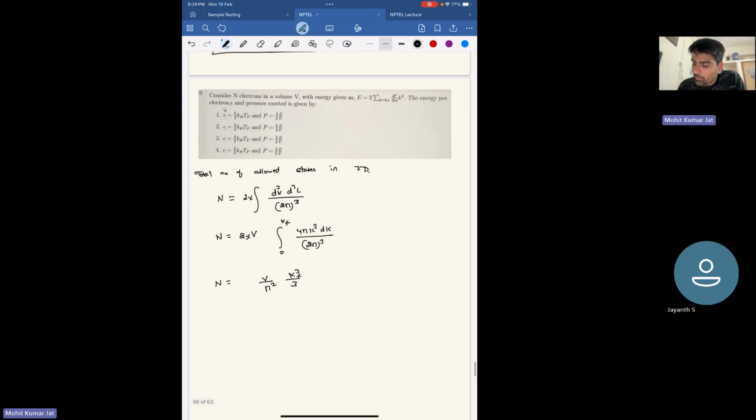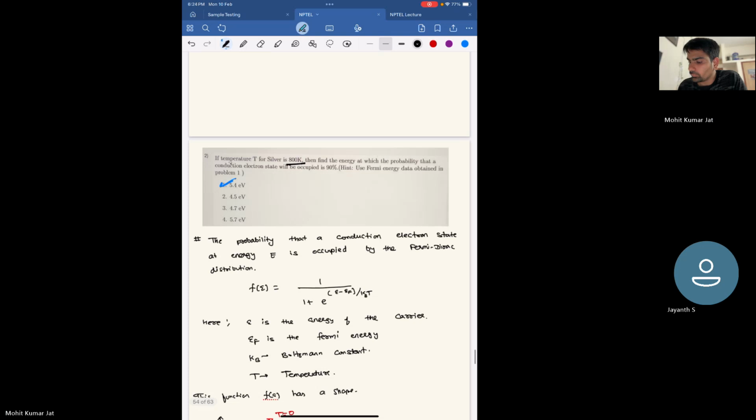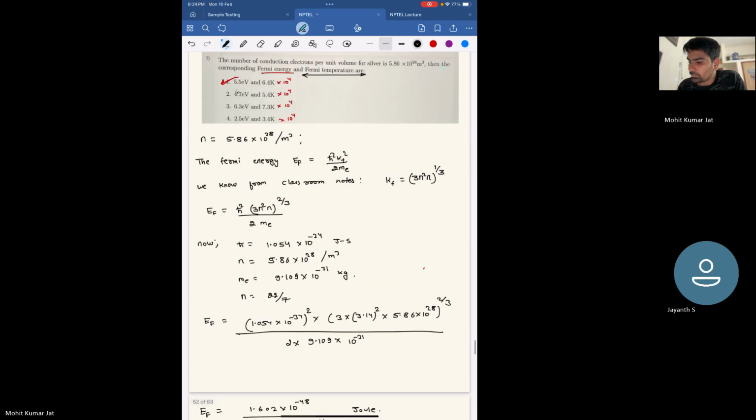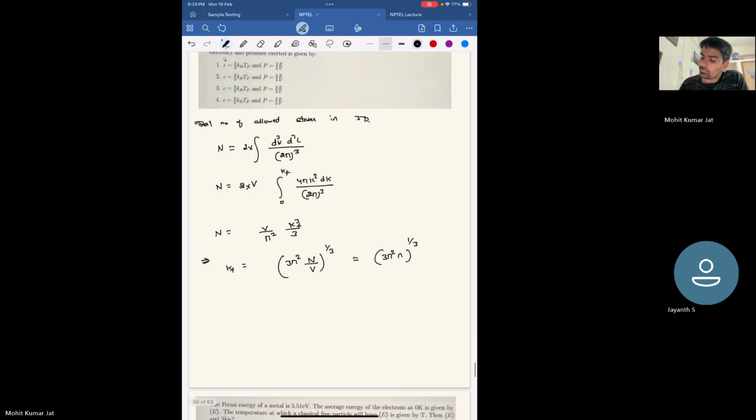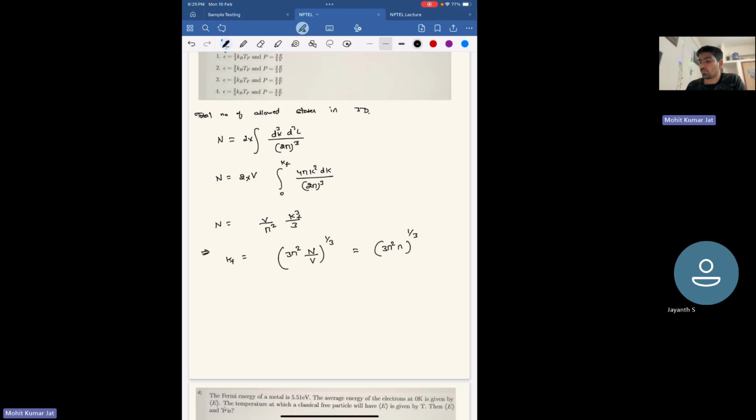And if I do a little math, N by V, so kF will be nothing but (3π² N/V)^(1/3). That's the relation which we used in the very first problem. kF is (3π² n)^(1/3). It's the same one. You can see where the relation comes from.